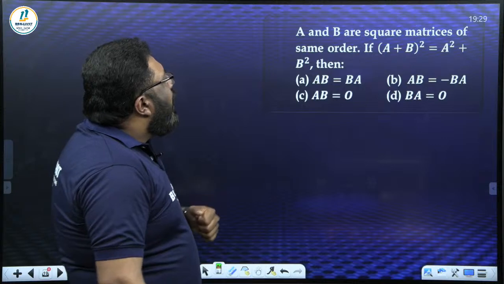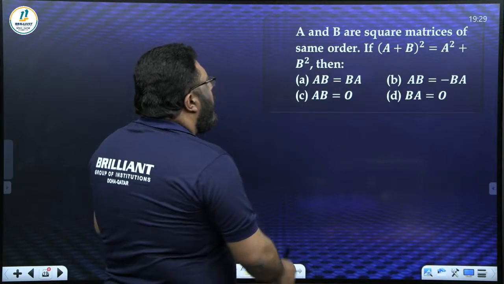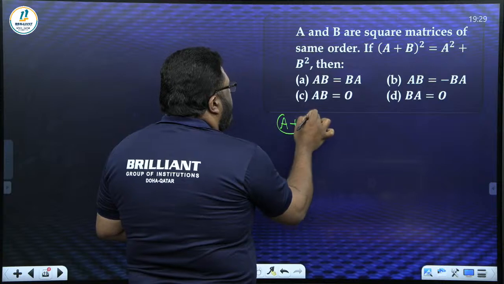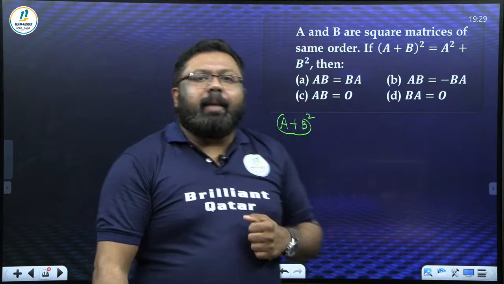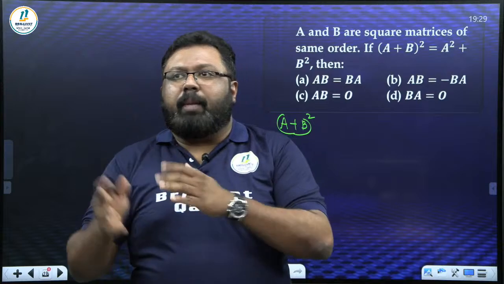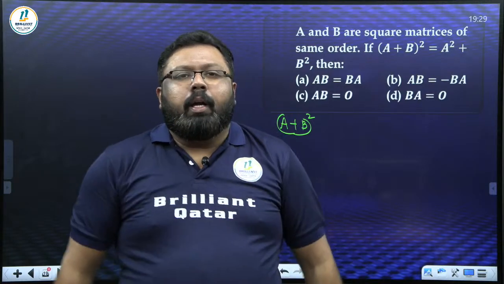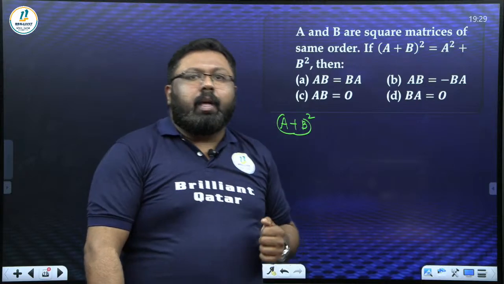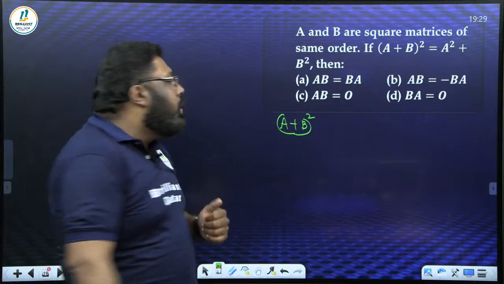A and B are square matrices of same order. Then what is A plus B whole square? So normally when you see A plus B whole square, you will immediately think about the algebra formula A squared plus 2AB plus B squared. Wrong. In matrices you cannot do that. I told that in the first question itself. In matrices you cannot do like that.